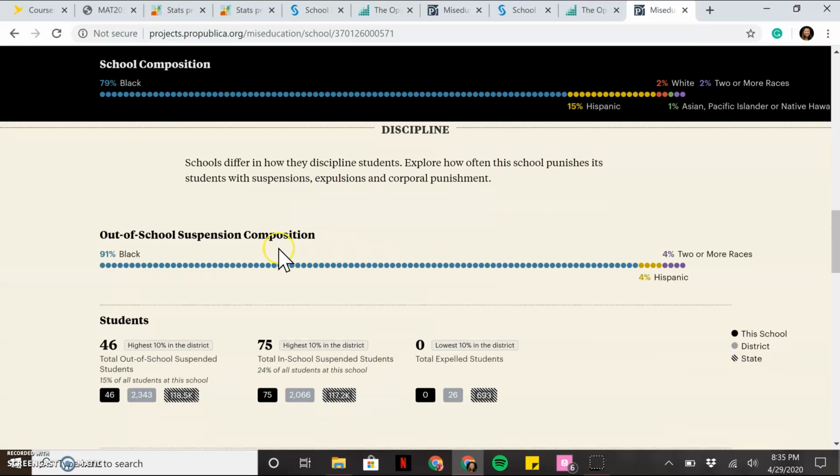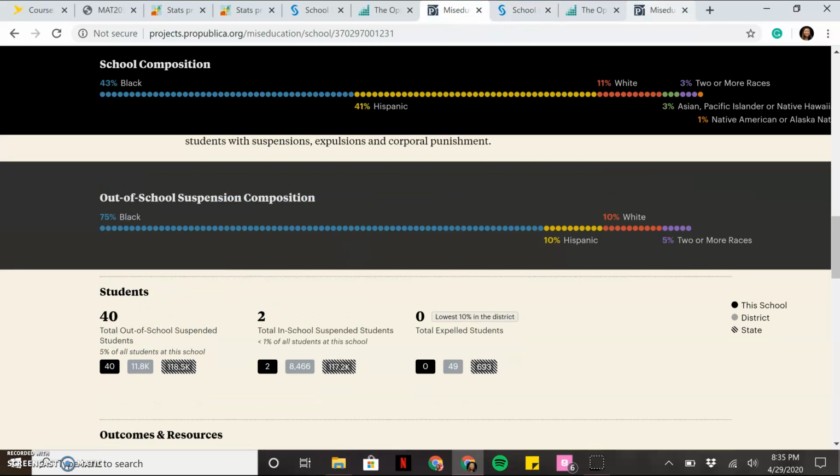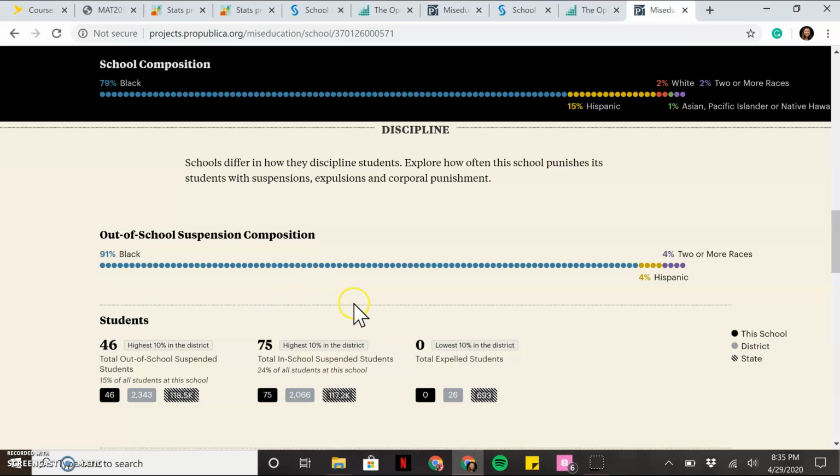And then you go down to your discipline and you see 91%. When I saw this 91%, I was a little shocked, but then again, you look up here at the largest population of race, and you see that Black is the highest population, and I believe there are more out-of-school suspensions in this school than the other school.